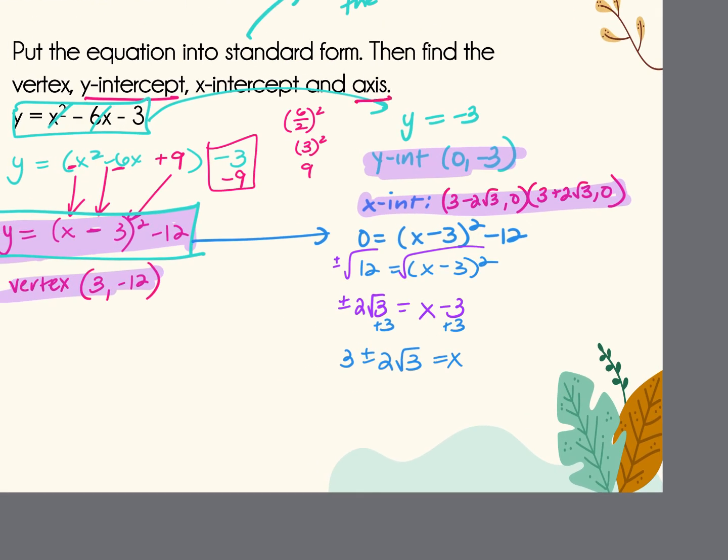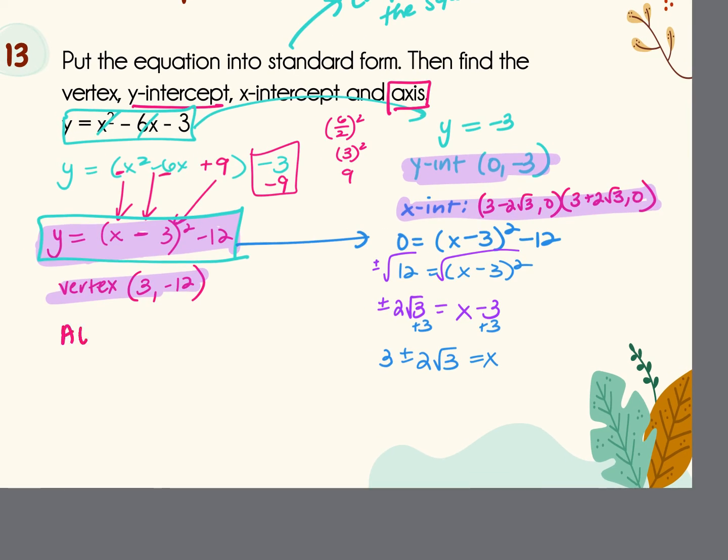And then the last thing it wants is the axis of symmetry, which is what? X equals 3. Good. X equals 3. Always the h or the x coordinate of your vertex. It has to be x equals though, because it's an equation. It's not just 1 point. It's an equation, so it's got to be x equals.